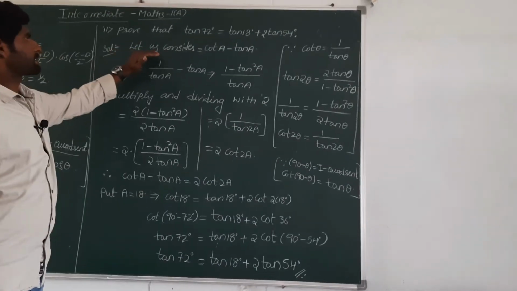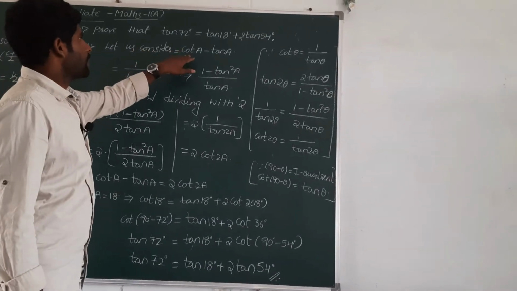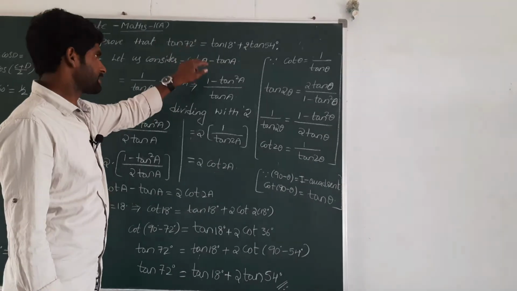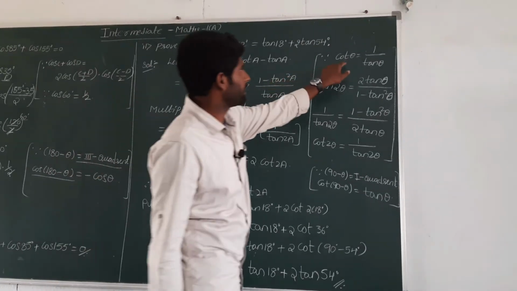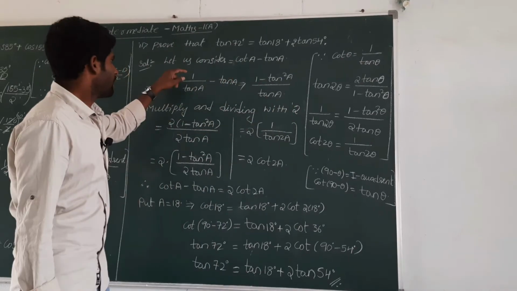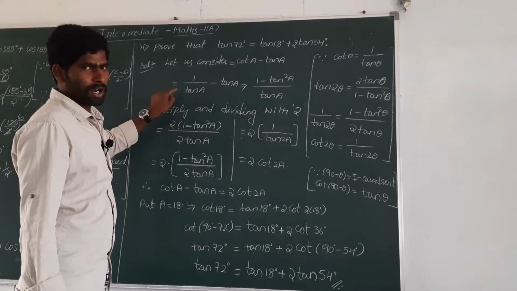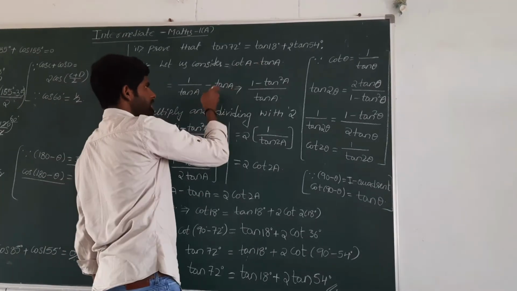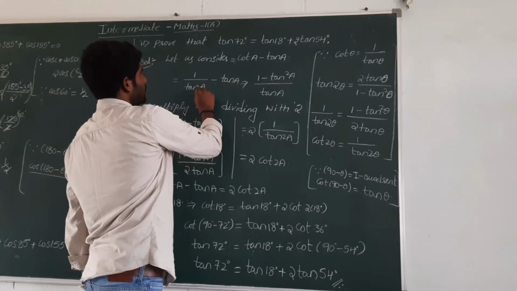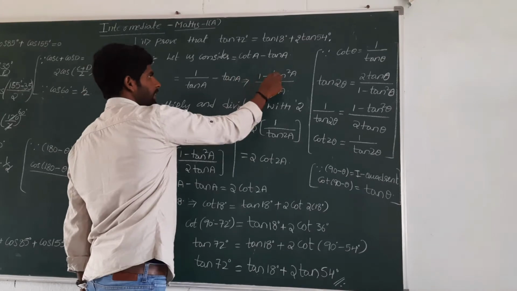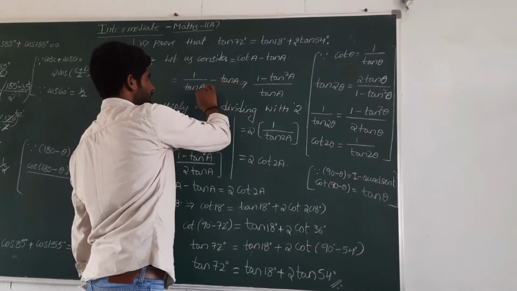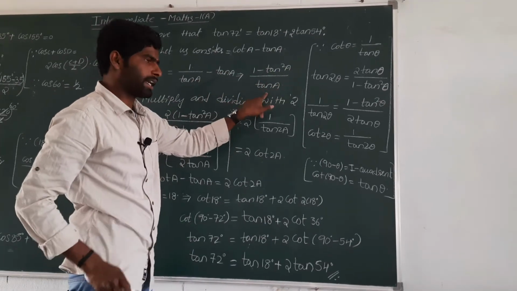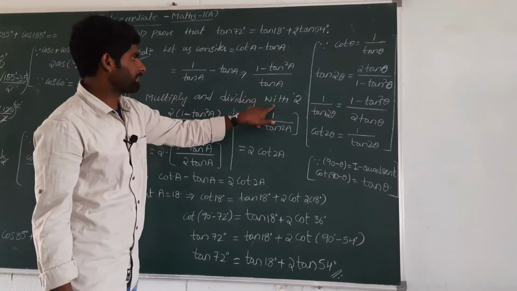Let us consider cot A minus tan A. This term I consider here. We know that cot theta is equal to 1 by tan theta. Similarly, in place of cot A I am writing 1 by tan A, minus tan A. I take the LCM: 1 minus tan square A divided by tan A. Multiply and divide with 2.